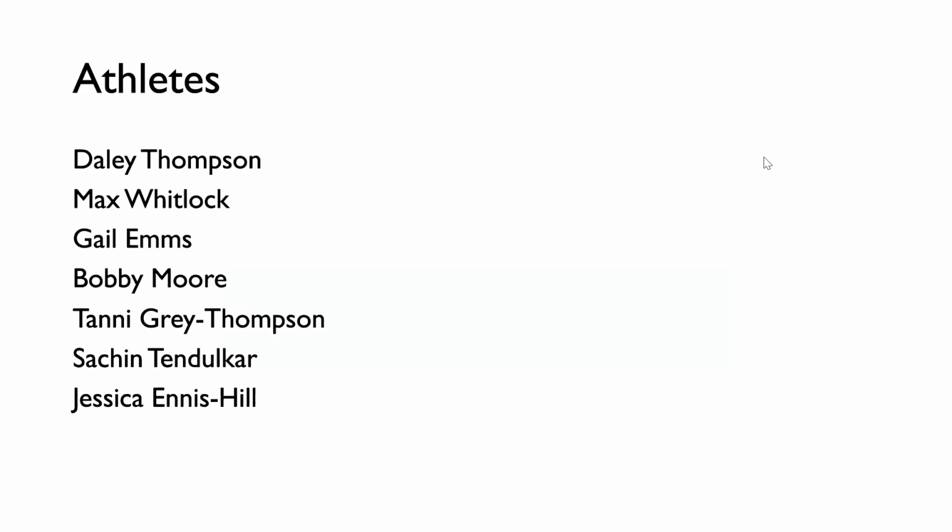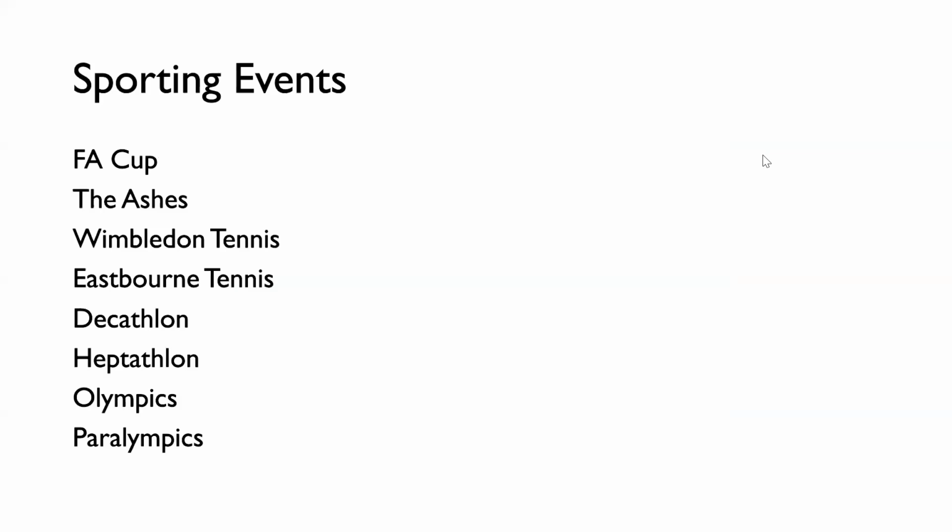Throughout the PE curriculum, the pupils will learn about various athletes across a range of sports from a variety of backgrounds. Here you can see just some of the athletes that they will learn about throughout the PE curriculum. In addition to learning the rules of different games, the pupils will also learn about a range of different famous sporting events and organisations. Here you can see just some examples.